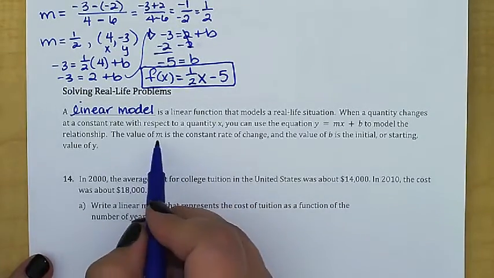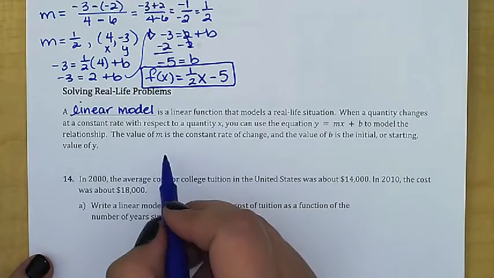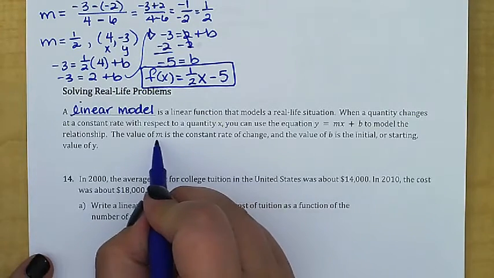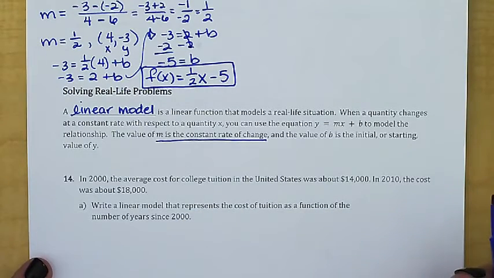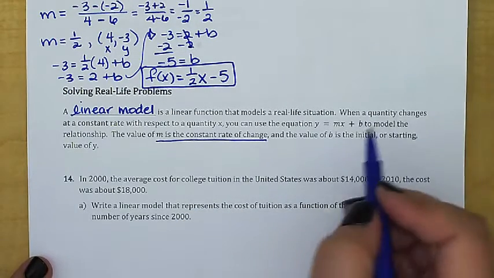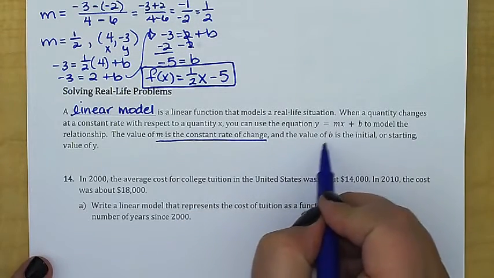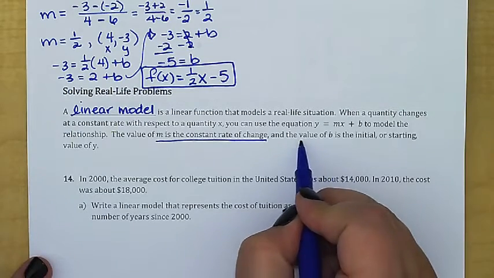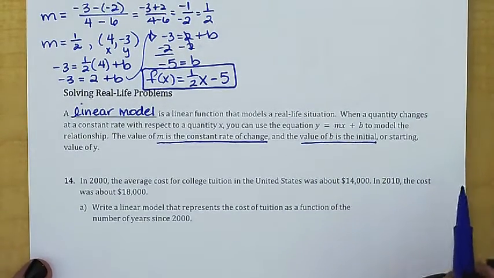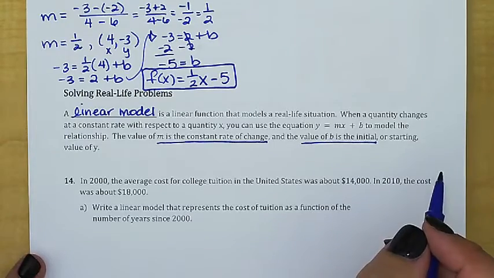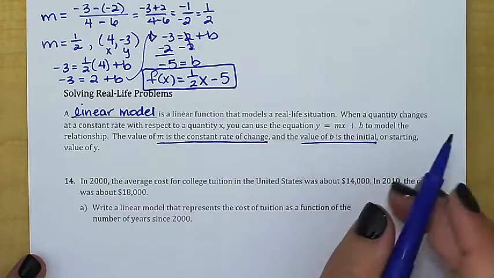So on a graph, m is your slope. In a real-life situation, that m or that slope really tells you what the rate of change is. How much is that variable increasing or decreasing? And then b, where typically that's our y-intercept when we're looking at it on a graph, the value of b is like the initial quantity or the starting amount that you began with. Okay. So with that said, let's see a couple of examples.